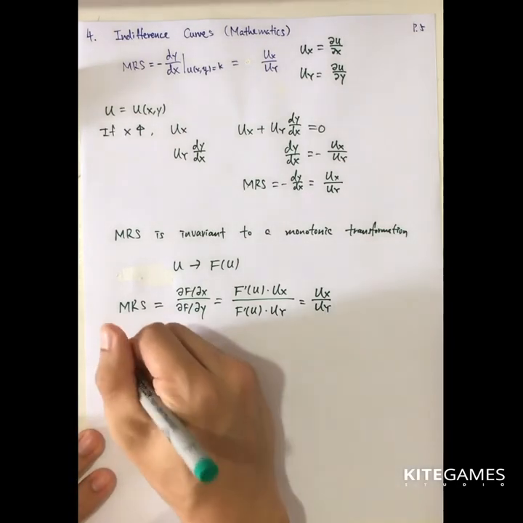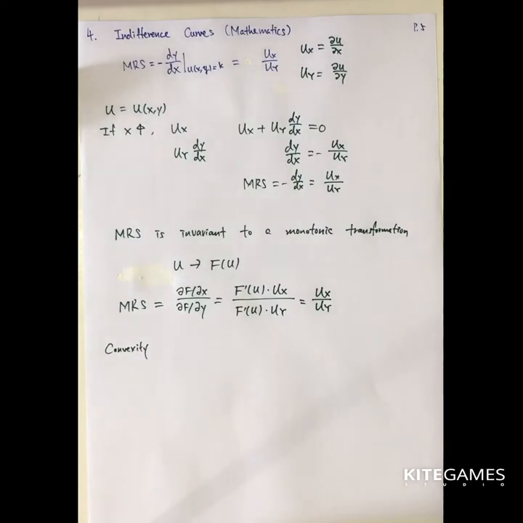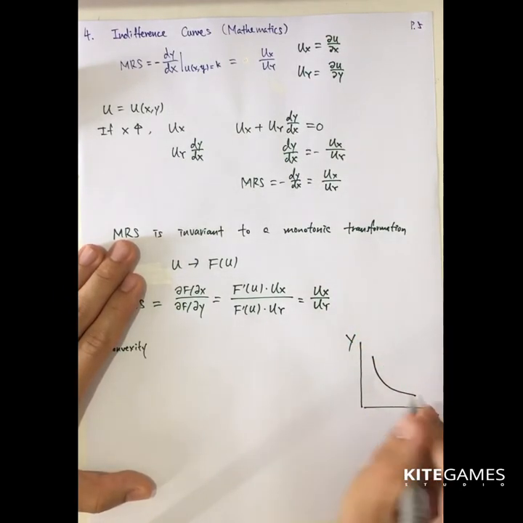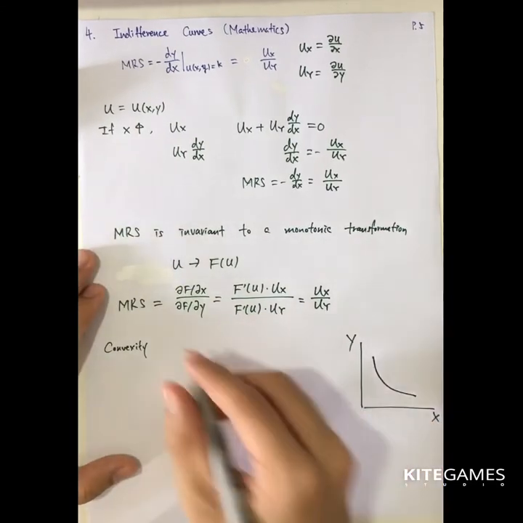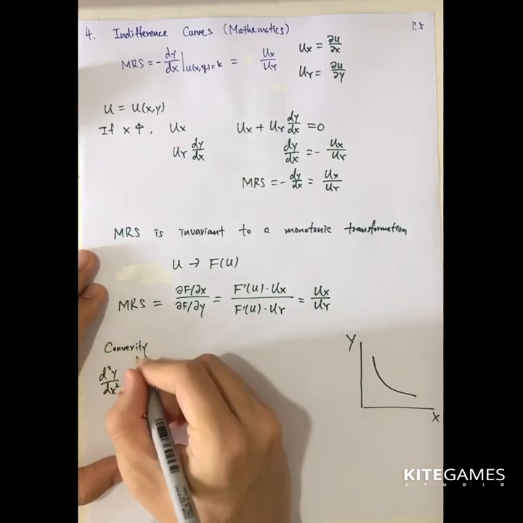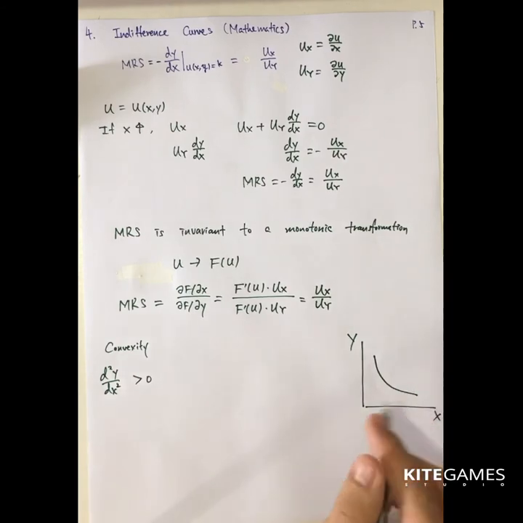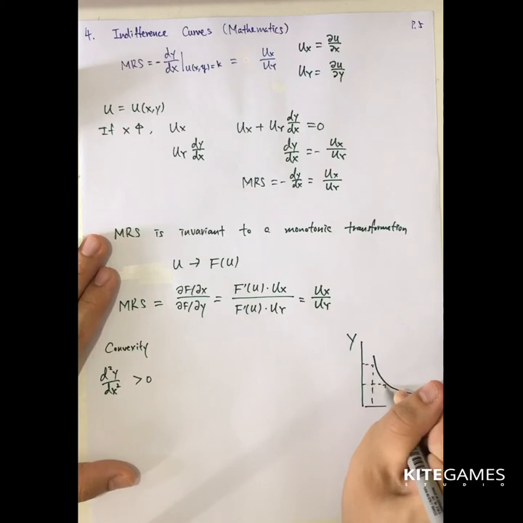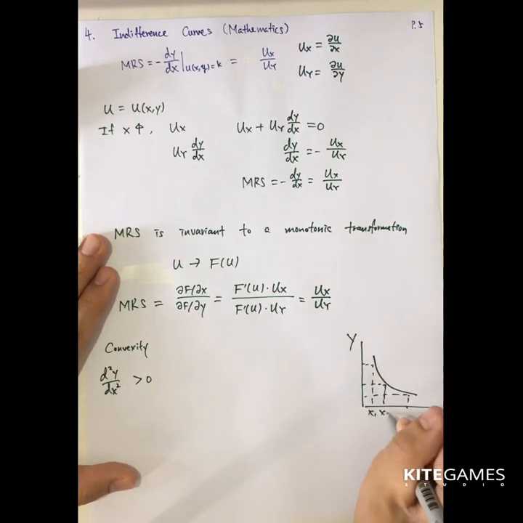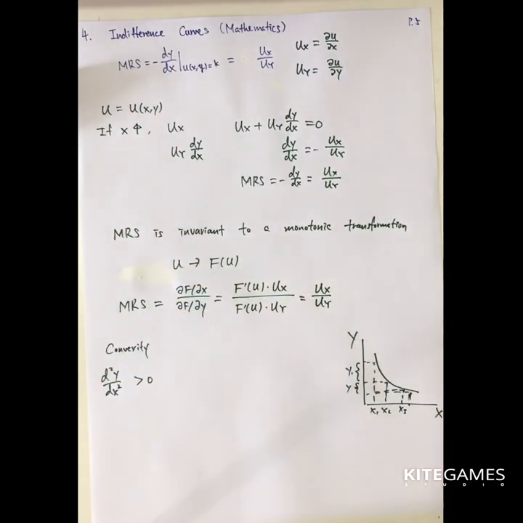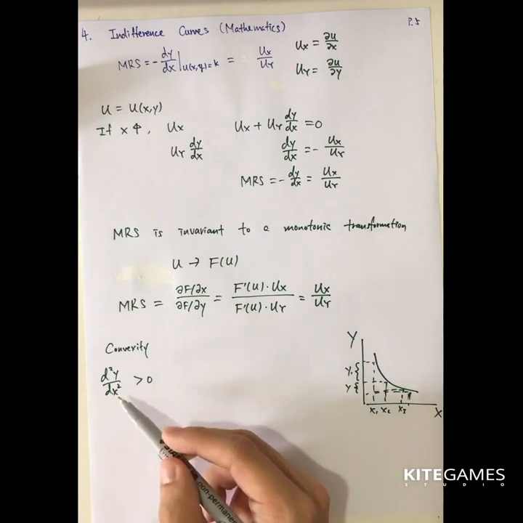Next, we'll talk about the concept of convexity. This shows the indifference curve is downward sloping. To show the indifference curve has a shape like this, not a linear line, you need to show that the second derivative is positive, because the slope is increasing. As you can see, if x increases by the same amount from x1 to x2 to x3, the give-up of y becomes smaller and smaller. So the negative slope is decreasing, which means the slope is increasing, so the second derivative is positive.